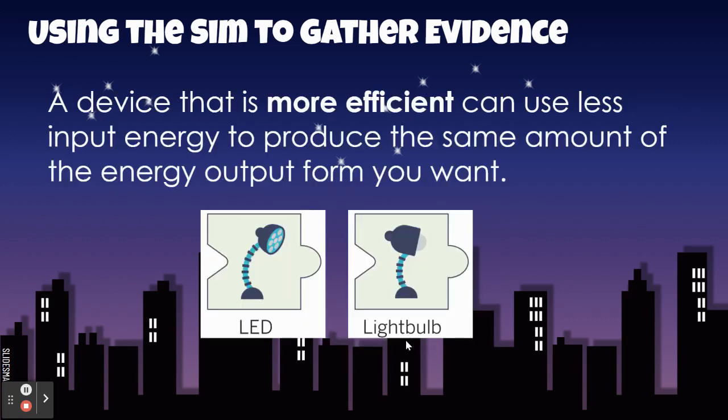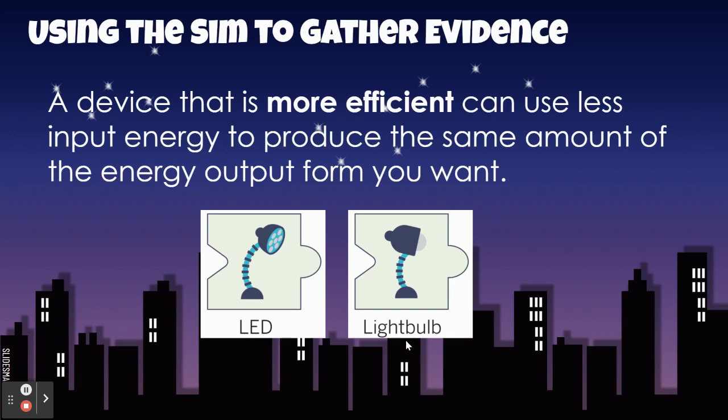So we want to find a more efficient device. A device that is more efficient can use less input energy to produce the same amount of the energy output form you want. So what does that mean? That means some electrical devices are made to use less energy than others.